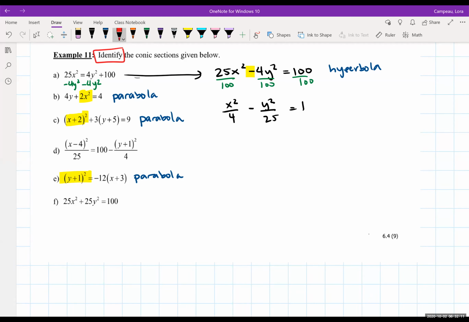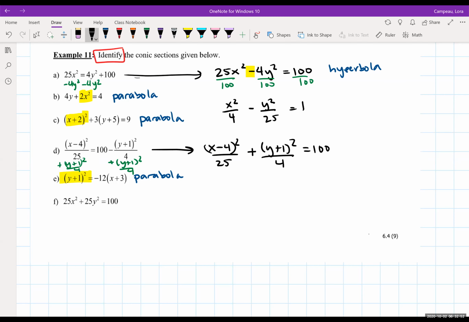So we're going to look at the same idea for part D. I do see both of the variables are being squared, x minus 4 squared, y plus 1 squared. Perhaps it's a little nicer if I move the squared terms on the same side. So this would involve me probably adding y plus 1 squared over 4 to both sides. I'll squeeze that in there. I know you can mentally do that, and that's fine. So I have x minus 4 squared over 25 plus y plus 1 squared over 4 equals 100.